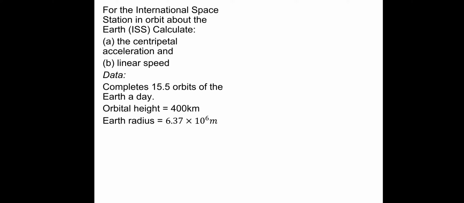So let's have a look. The first thing we need to note is that it completes 15.5 orbits per day. In a day there are 86,400 seconds. So let's divide that by 15.5 orbits, and that will tell us how many seconds it takes to go around the Earth once. If we do that, we get 5,574.2 seconds per orbit.